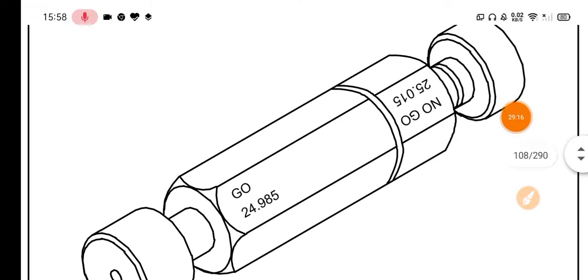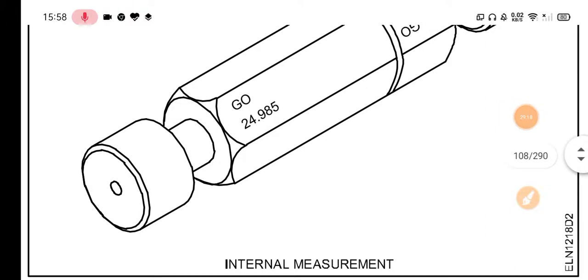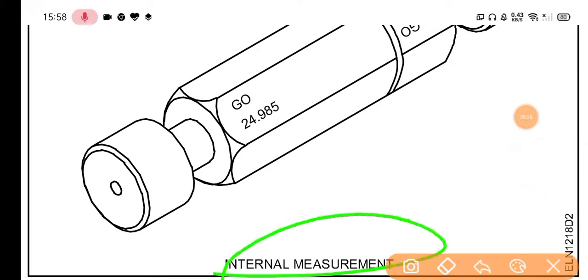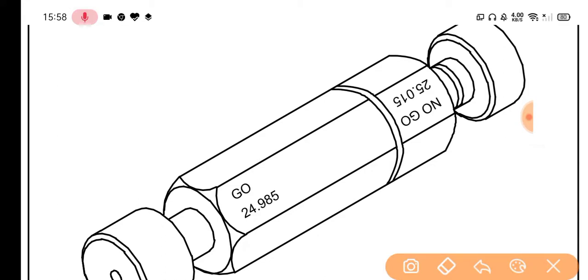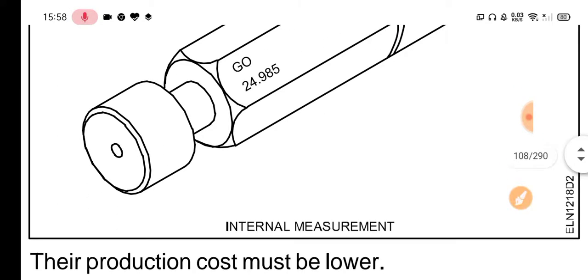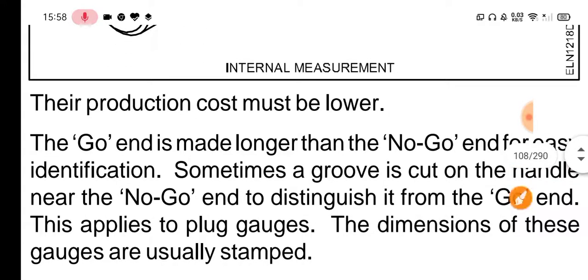Given in the picture, this is the internal measurement. This is the go, 24.984, and this is the no go, 25.015. And the production cost must be low.